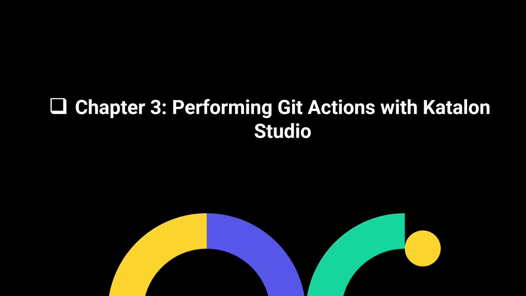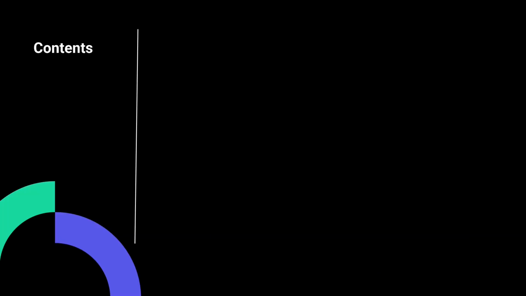Chapter 3, Performing Git Actions with Katalon Studio. As we already completed integrating our Katalon Studio with Git, and we enabled Git in our Katalon Studio as part of section 1 in chapter 3, let us see some basic Git operations that we can perform in Katalon Studio.